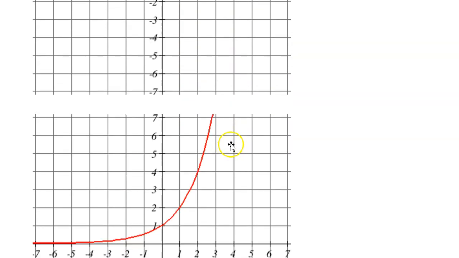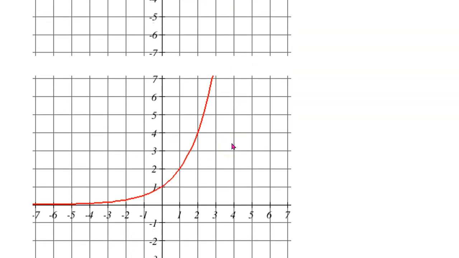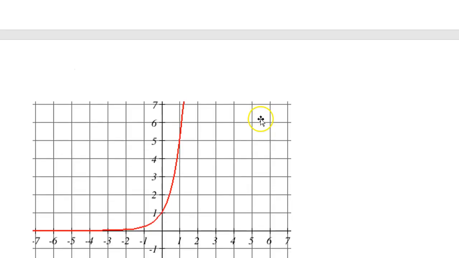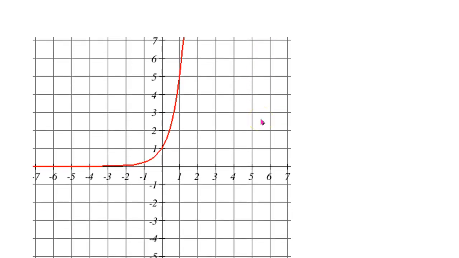For the next one, it's also going through 0, 1, which looks right, but it doesn't go through 1, 4, so that's not it. What is the problem going to look like? Let's take a look at the next one. The next one is going to be the one that is going through, let's see, 0, 1, and oh, so close, but no, it's going through 1, 5.